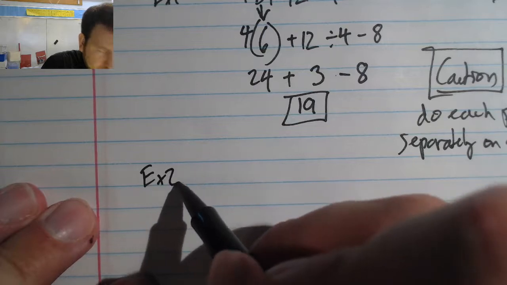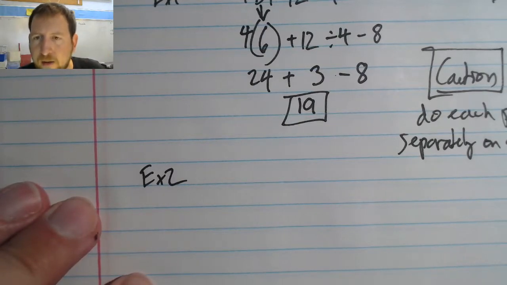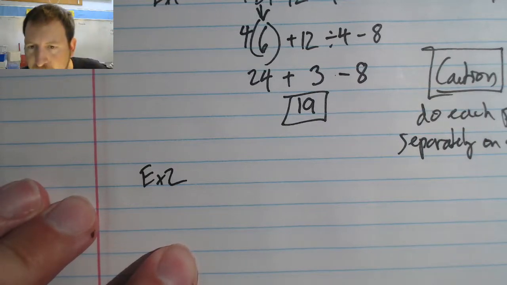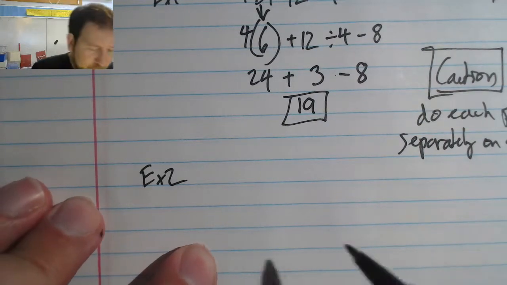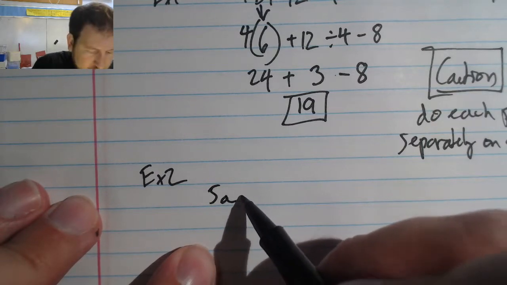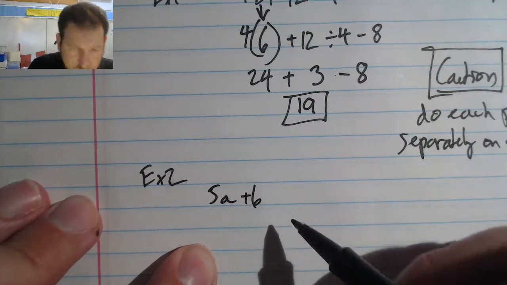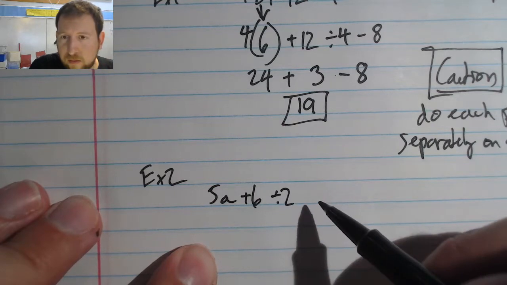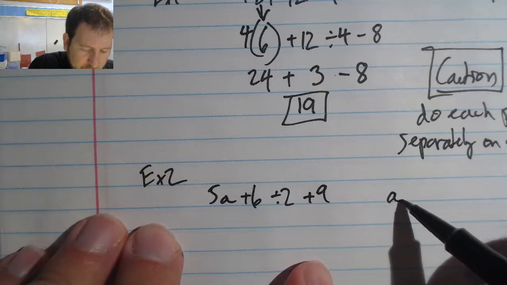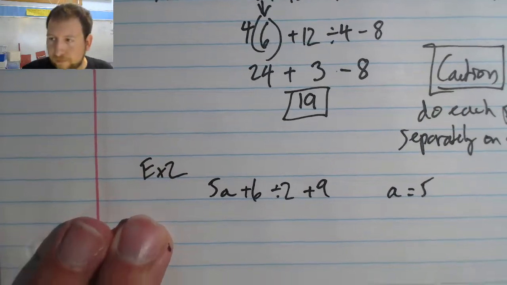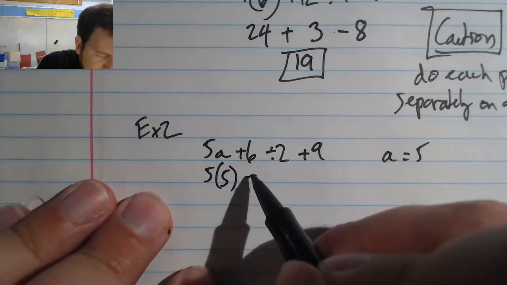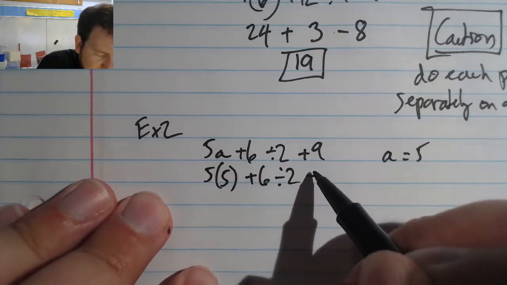Example 2. Let me find one that I like. Okay, that's really similar to the one we just did. Let's take a look at this. 5a plus 6 divided by 2 plus 9. A equals 5. Okay, I'm going to substitute first. 5 times 5 plus 6 divided by 2 plus 9.